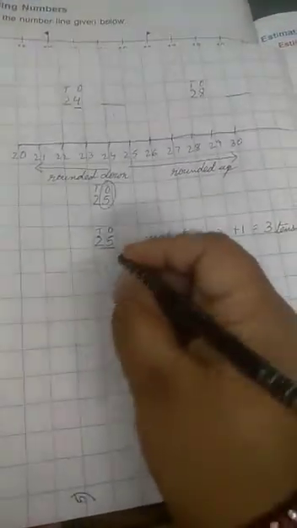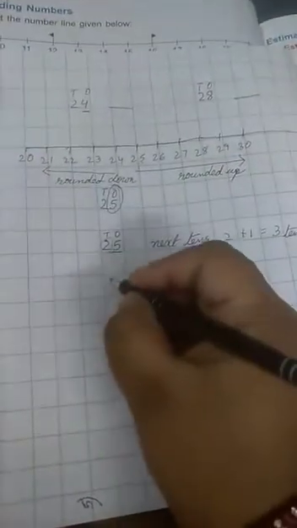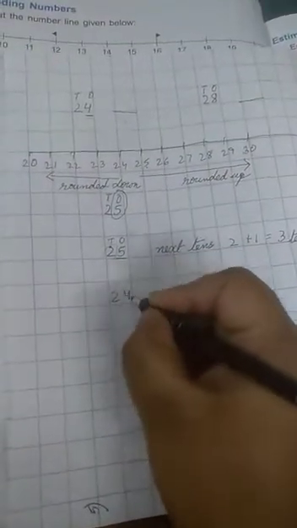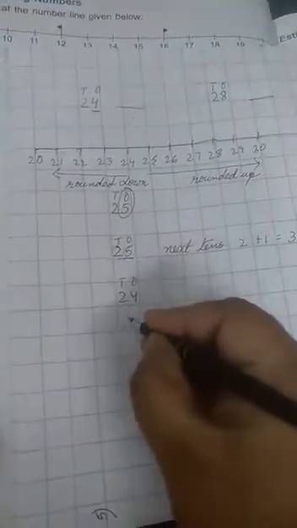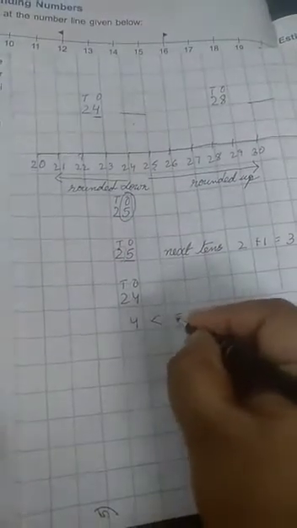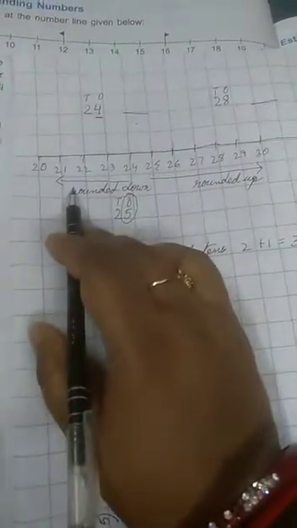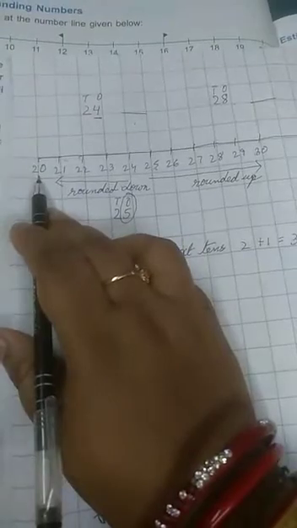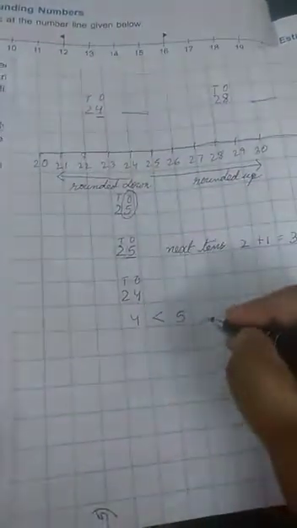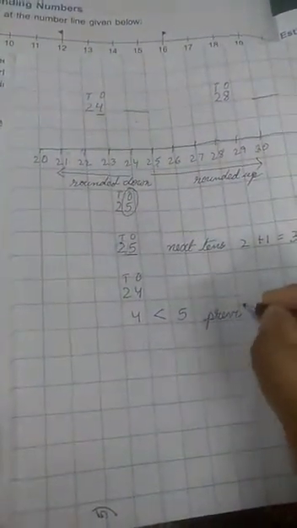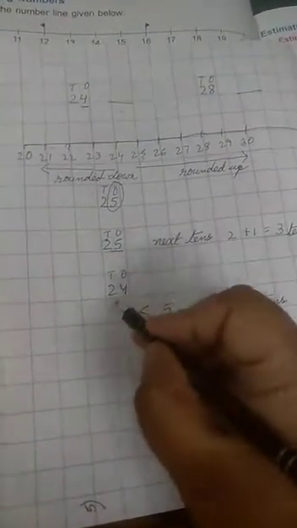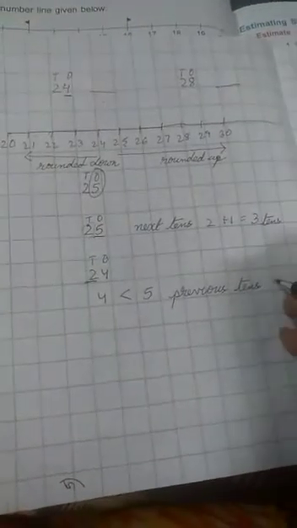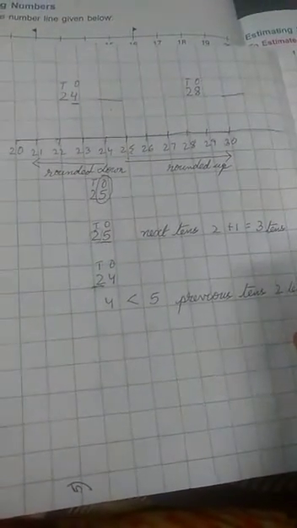Okay. As I have given question 24. So 4 is in the ones place, and this 4 is less than 5. So it will be rounded down to 20. So it will be the previous tens place. That means what you have in the tens place will be the same. That is 2 tens or 20.